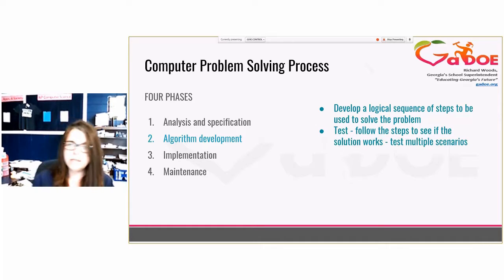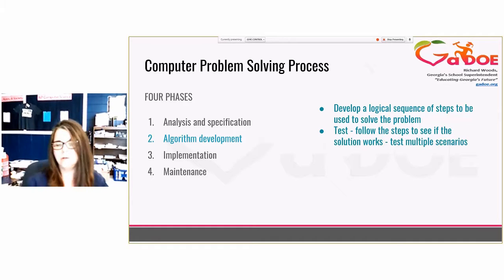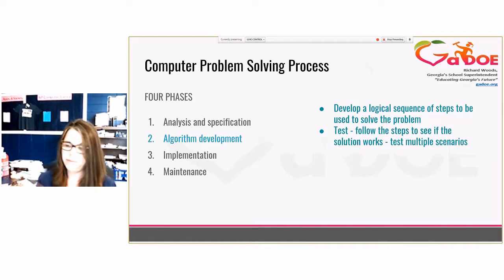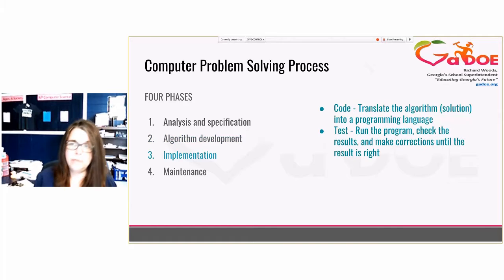And then test the algorithm. This is a good place to use flowcharts, pseudocode, storyboarding, just to make sure that you haven't left any holes in your solution. Now, the problems we're working on with the students are relatively simple, but if they get in the habit of using these techniques now, they'll make better programmers if they become college students, computer science students, or if they go into programming as a profession.